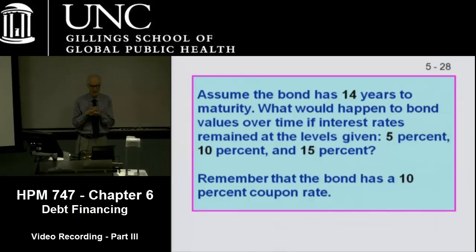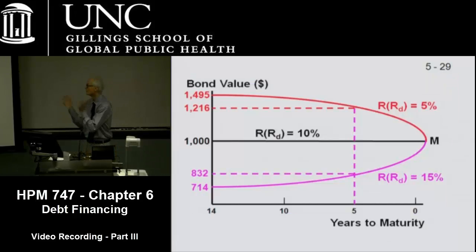So, assume the bond has 14 years of maturity. Now what happens over time? Okay? So what does this mean? Nice graph, I like the colors. What does that graph tell you? It's years of maturity on the horizontal axis and bond value on the vertical axis.